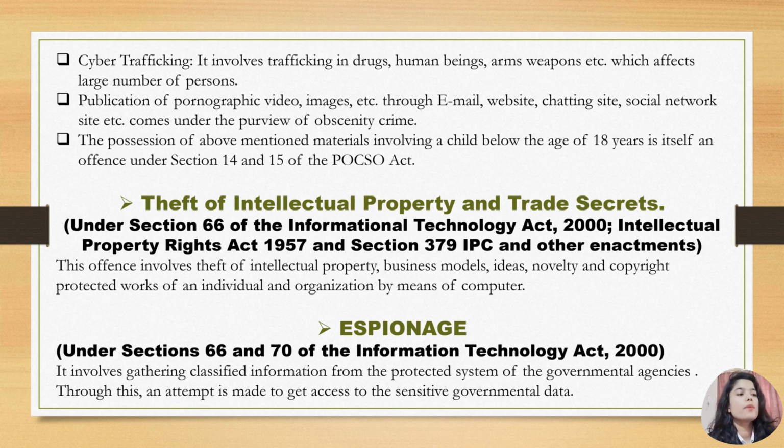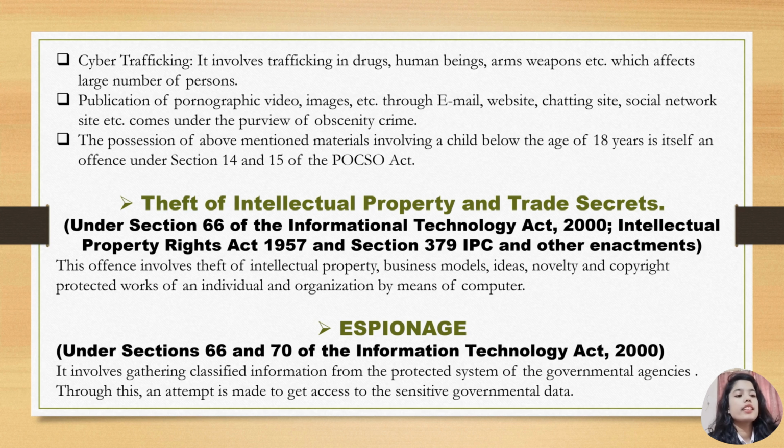Theft of intellectual property and trade secrets. Under Section 66 of the Information Technology Act 2000, the Intellectual Property Right Act 1957, Section 379 IPC, and other enactments, this offence involves theft of intellectual property, business models, ideas, novelty, and copyright protected works of an individual and organization by means of computer. Now coming to espionage under Section 66 and 70 of the IT Act 2000.